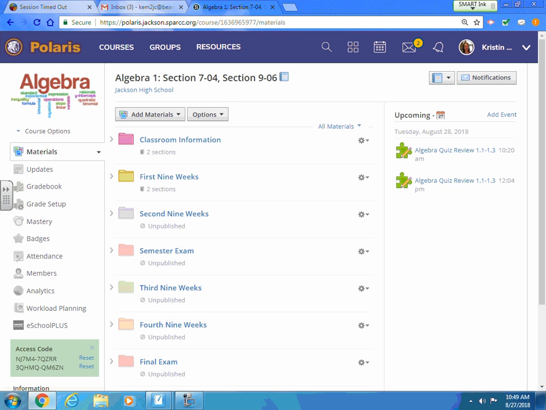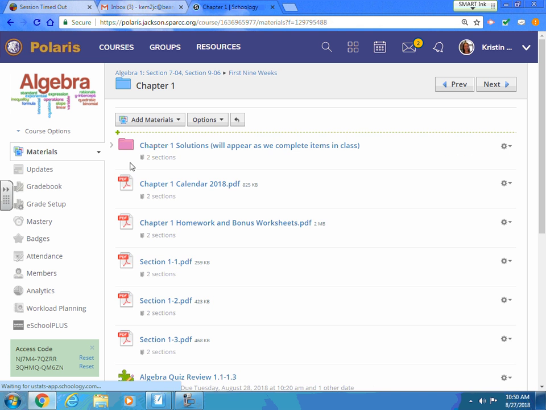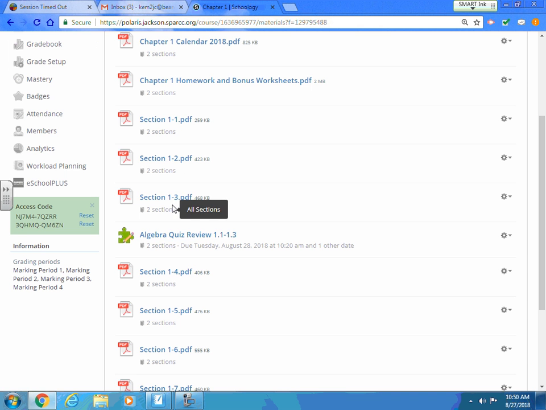Okay. So once you're in there, there's two ways to access your homework. Anytime there is a quiz, whether it's a quiz we're actually doing in class or just a practice quiz as a homework assignment, it's going to have this little green puzzle piece next to it. I have two of them because I have two different class periods, but you should probably just have one. It says Algebra Quiz Review. You can click on it there, or you can find it if you go into first 9 weeks. Chapter 1 is the only chapter there right now, and it's right after section 1.3.